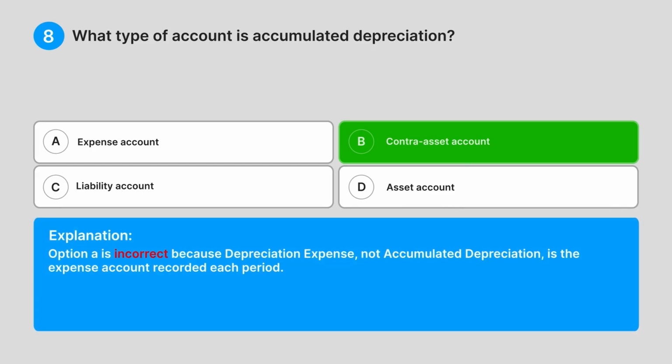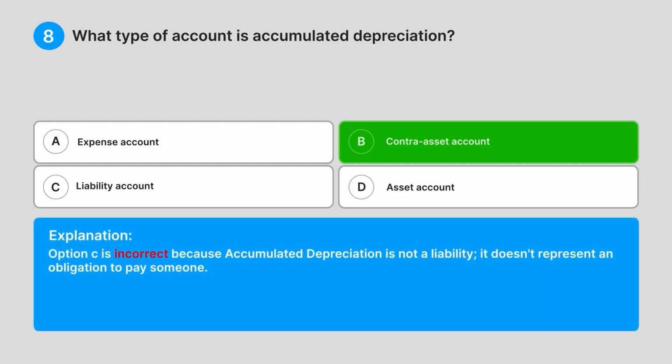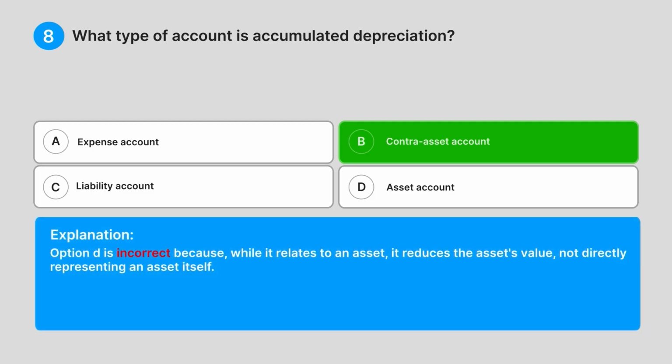Option A is incorrect because depreciation expense, not accumulated depreciation, is the expense account recorded each period. Option C is incorrect because accumulated depreciation is not a liability. It doesn't represent an obligation to pay someone. Option D is incorrect because while it relates to an asset, it reduces the asset's value, not directly representing an asset itself.